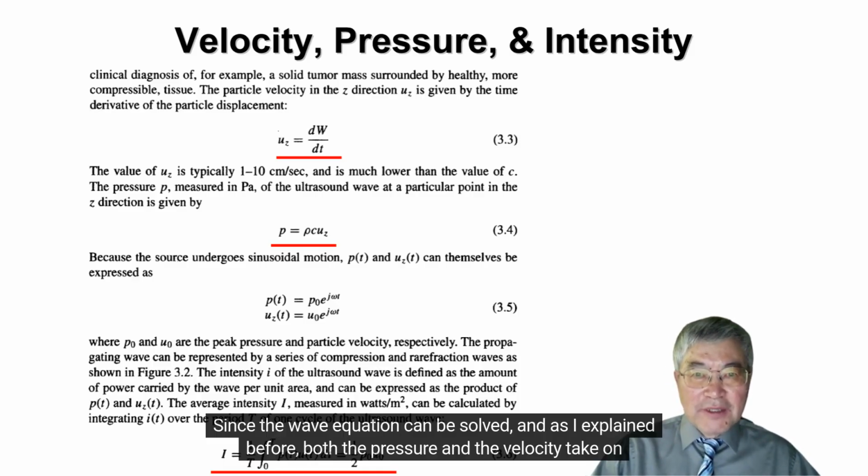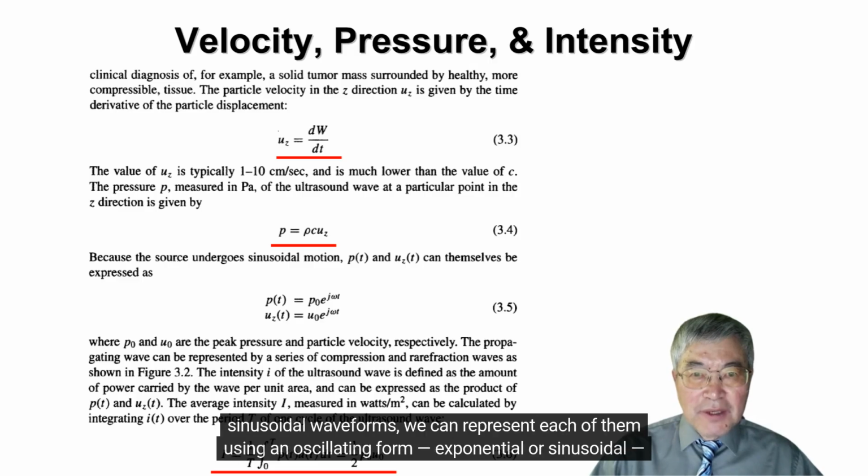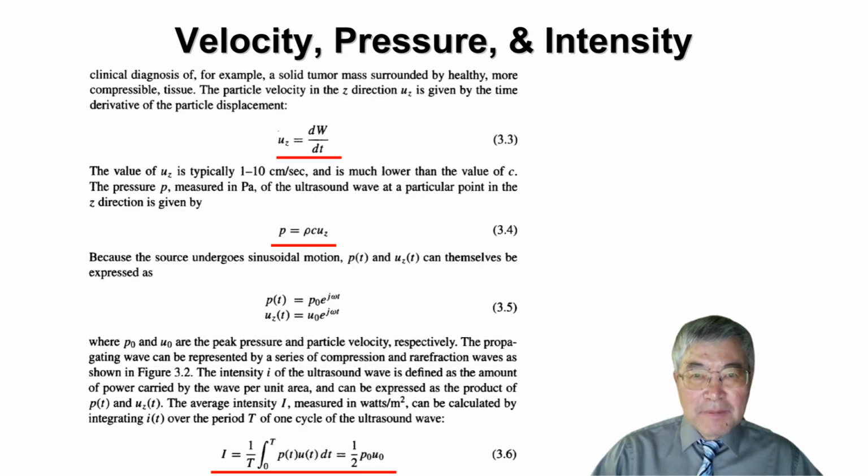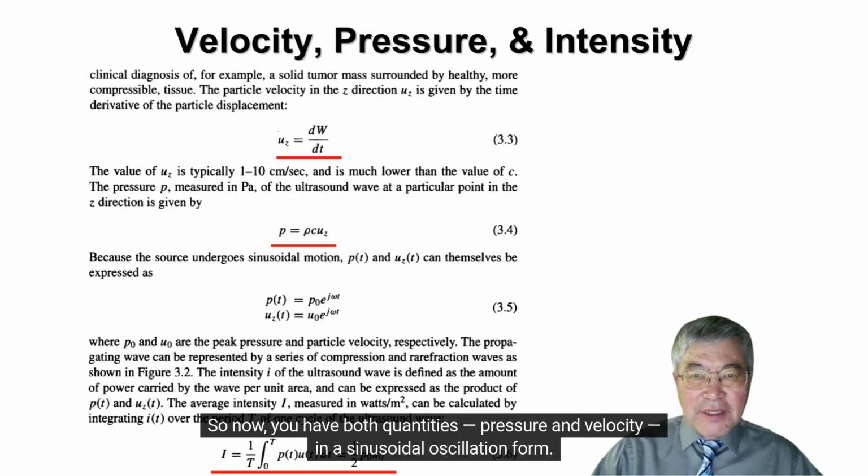Since the wave equation can be solved, and as I explained before, both the pressure and the velocity take on sinusoidal waveforms, we can represent each of them using an oscillating form, exponential or sinusoidal, like this. P of t equals p naught e to the j omega t, and uz of t equals u naught e to the j omega t. So now you have both quantities, pressure and velocity, in a sinusoidal oscillation form.